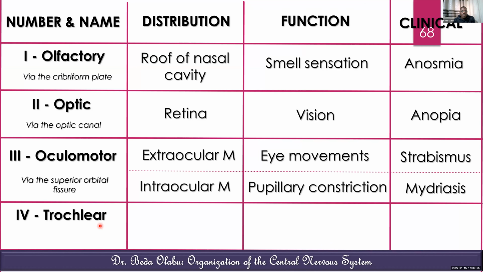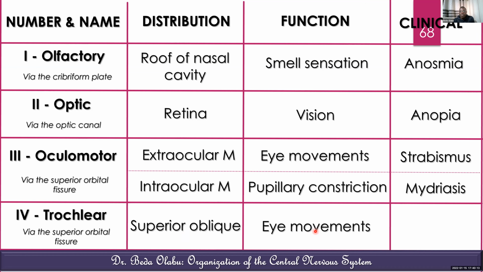The fourth cranial nerve, known as the trochlear nerve, also passes through the superior orbital fissure. As it goes to the orbit, it supplies one of the extraocular muscles, which we call the superior oblique, also responsible for eye movement. And so if you injure it, again, there'll be a particular type of squint. The squint that a patient will get through oculomotor nerve injury is therefore different from the type of squint that a patient will get if there is trochlear nerve injury.